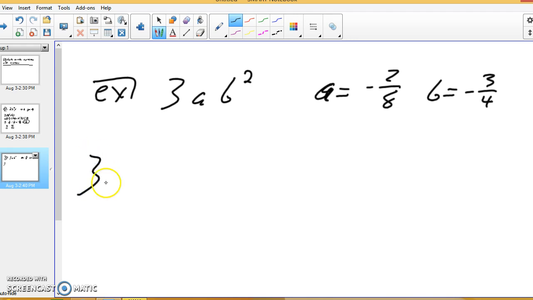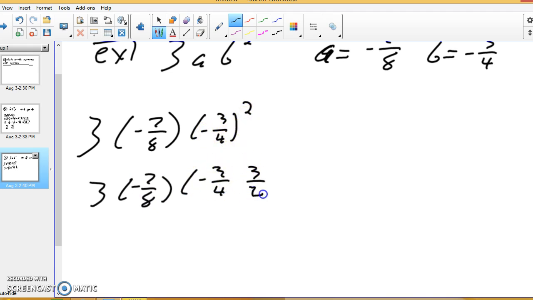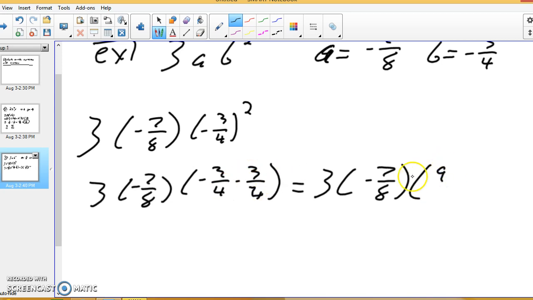Okay, so just like normal, we just plug it straight in. Plug in negative 7/8 for a, and we plug in a negative 3/4 for b squared. Regular order of operations, we do exponents first. So that's negative 3/4 squared, which is a negative 3/4 multiplied by a negative 3/4. This is equal to 3 multiplied by a negative 7/8. We have a negative and a negative, so it's going to be positive. 3 times 3 is 9. 4 times 4 is 16.